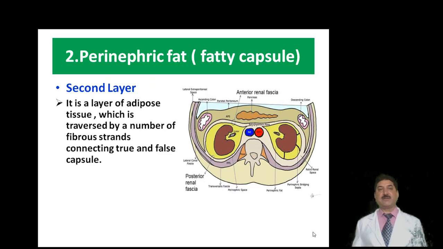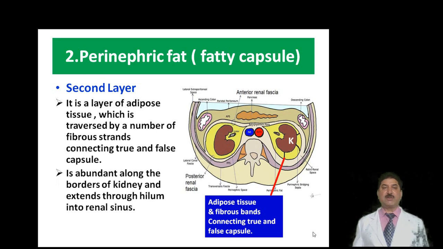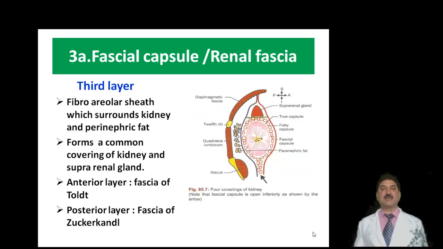Perinephric fat constitutes the second covering. It is a layer of adipose tissue which is traversed by a number of fibrous strands connecting the true and false capsule. It is abundant along the borders of the kidney and extends through the hilum into the renal sinus.